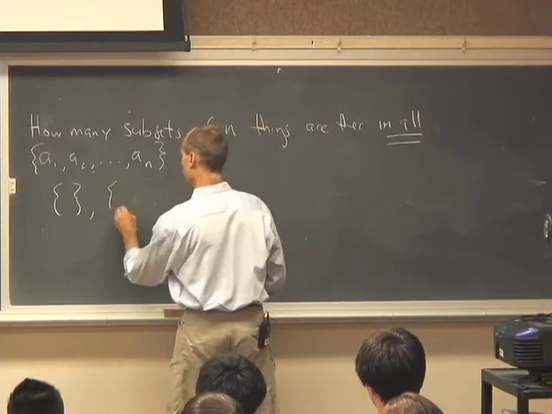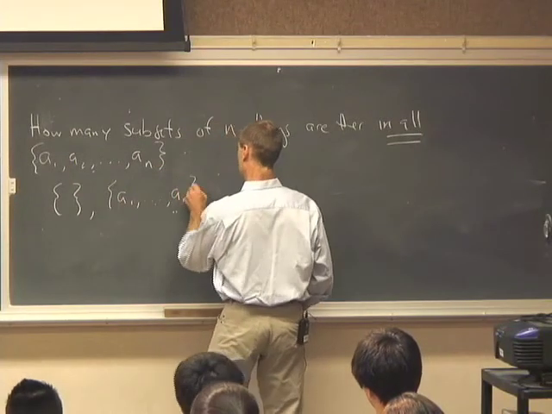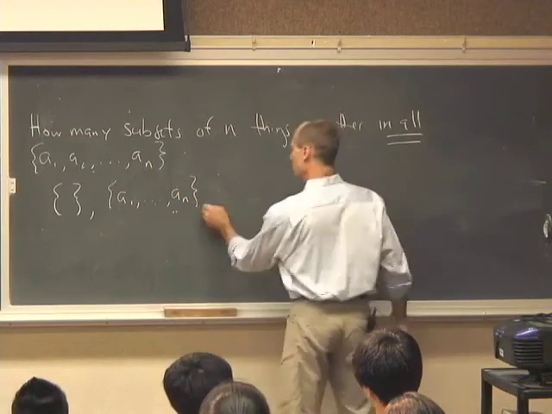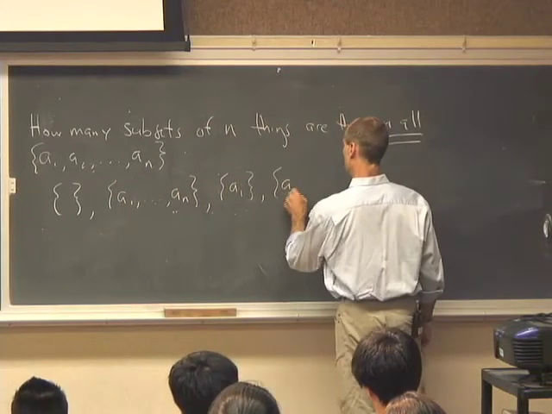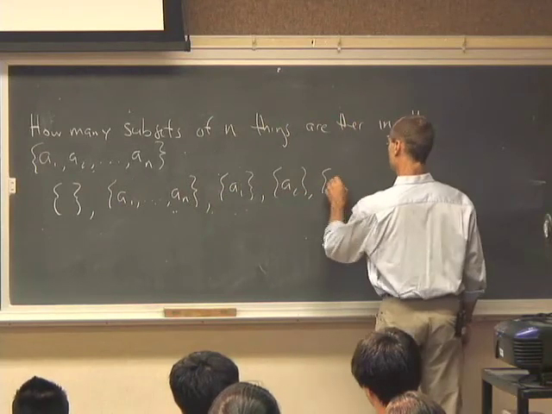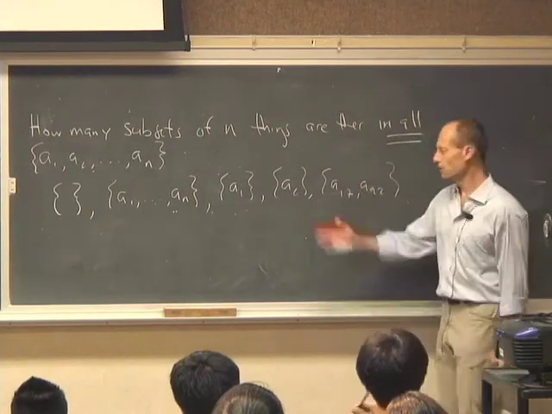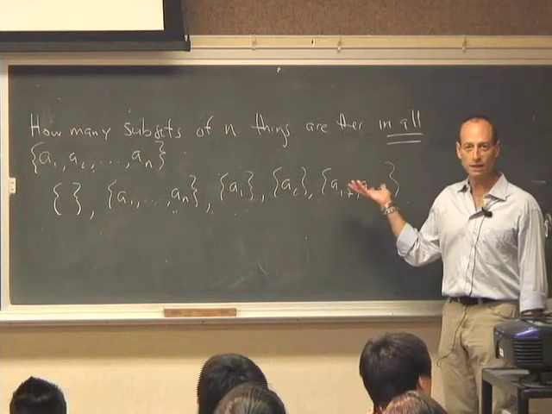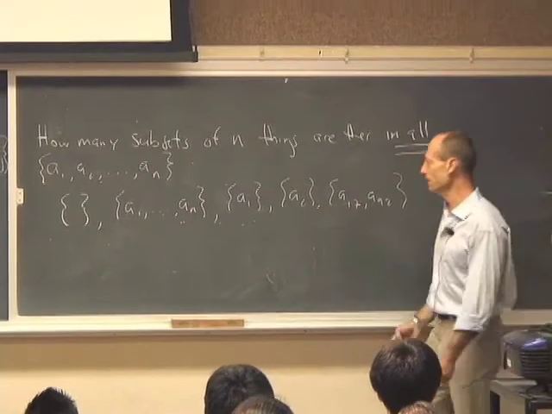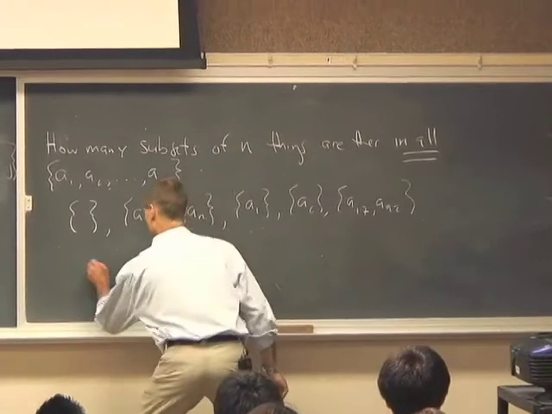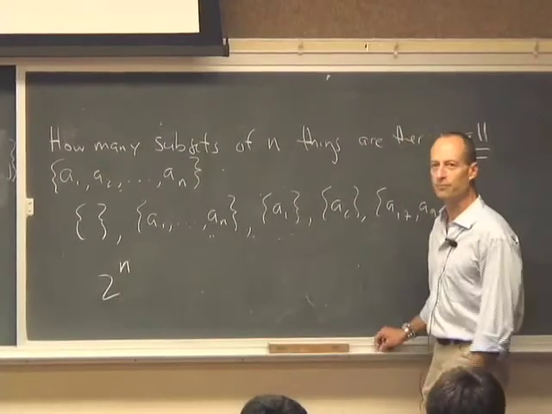Okay, so there's one. Here's another subset. Okay, here's another subset. Here's another subset. Here's another subset. Right? There's a whole lot of different subsets we can make. How many are there in all? 2 to the n. Okay. Good answer. I like that answer. Where is that answer coming from?